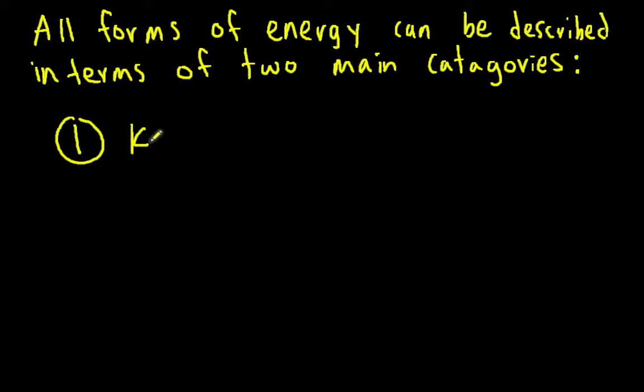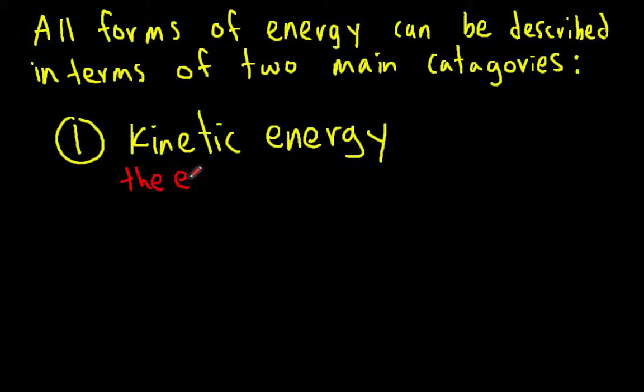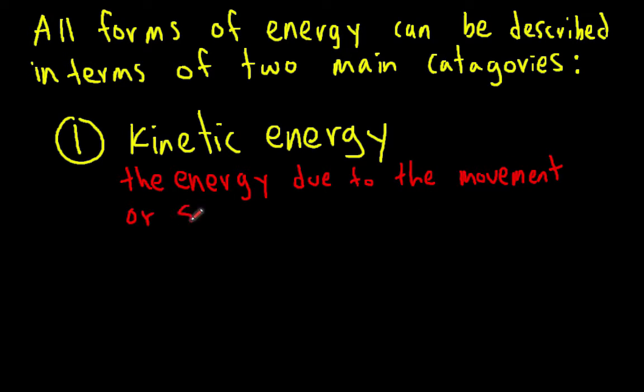The first category is kinetic energy. Kinetic energy has to do with the motion of an object. It's the energy of movement. Kinetic energy is the energy due to the movement of an object. And it has to do directly with the speed of the object. In fact, the formula for kinetic energy has speed in it.